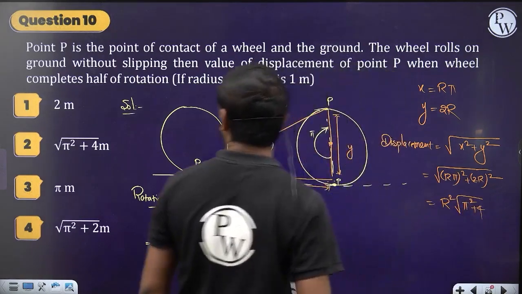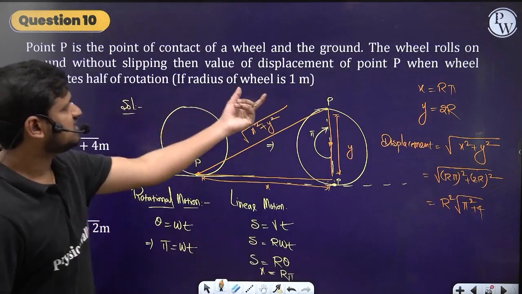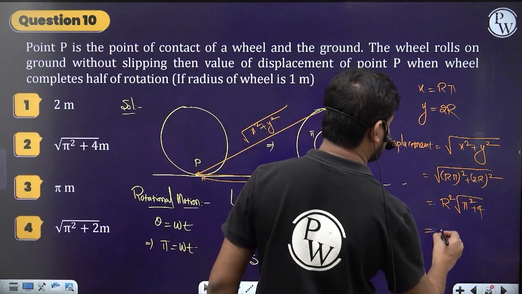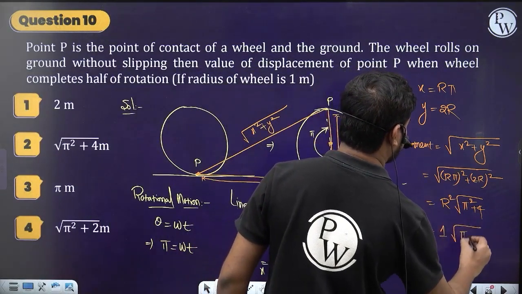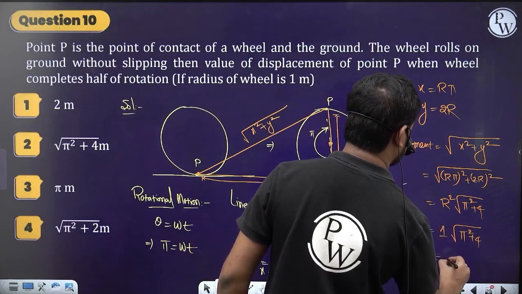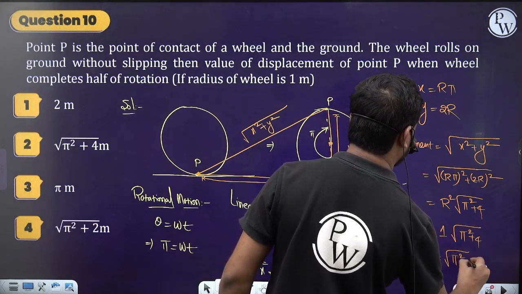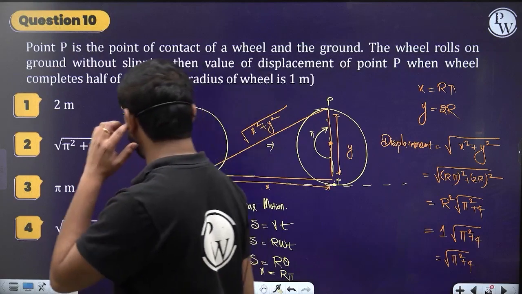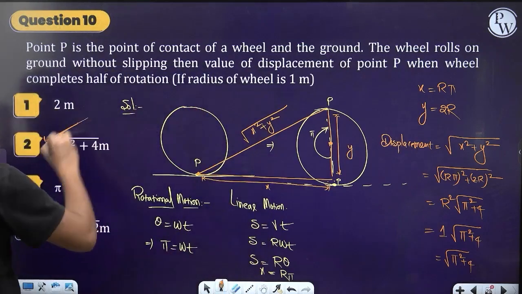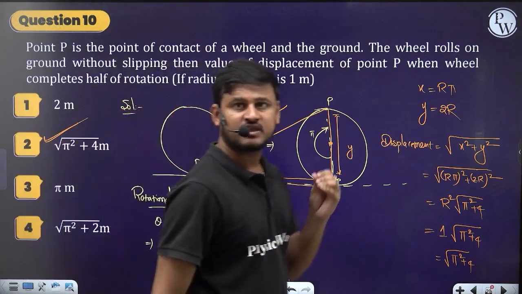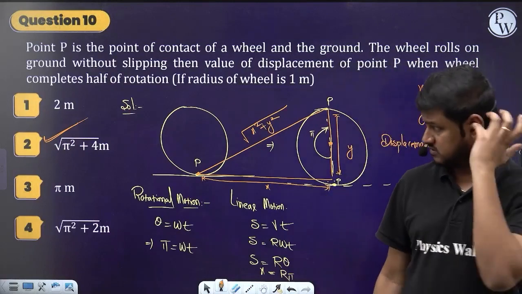So this is the correct option. In the question they said the radius of the wheel is 1 meter, so you can substitute 1 here: 1 into the square root of pi square plus 4, or 4 plus pi square, meters. So option 2 is the correct one. Clear? Understood, guys, everyone? Chalo.